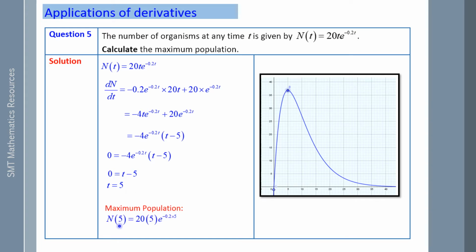The maximum population is when I sub in a 5 to this original function, which is 20 times 5 e to the negative 0.2 times 5. So maximum population occurs at t equals 5, which is 36.8, or whatever this organism is, which matches up with this graph.